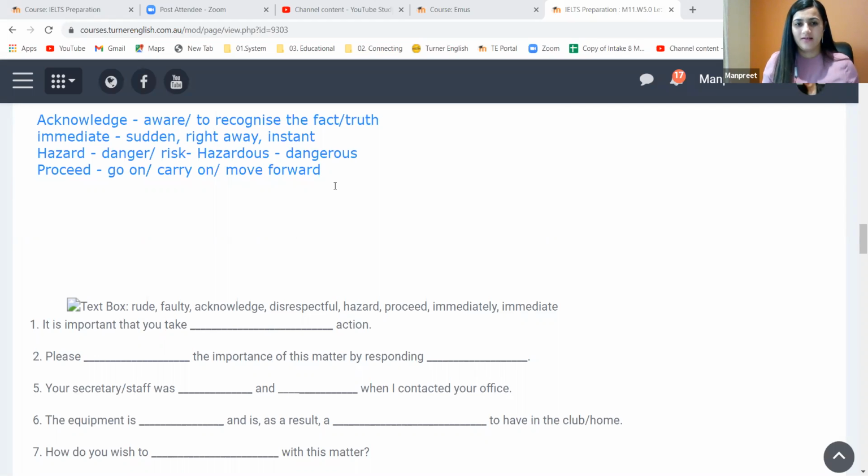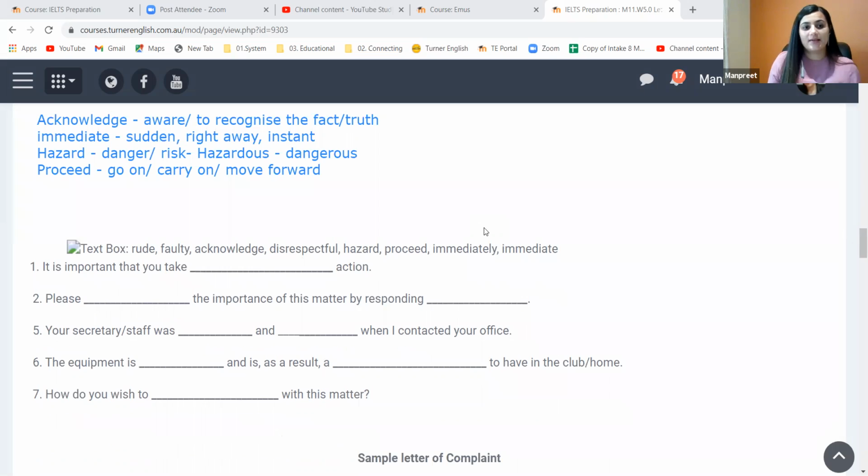So rude means? I don't have to write the meaning. Rude is when someone's not respectful. Impolite. Good, beautiful. And faulty is when something is not working. Something is broken. So something is not working, there are some problems, there is some defect. Good, beautiful. Okay, now the answers, everybody.